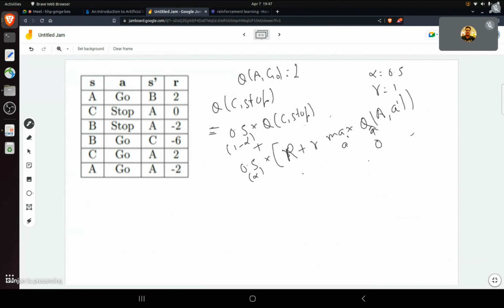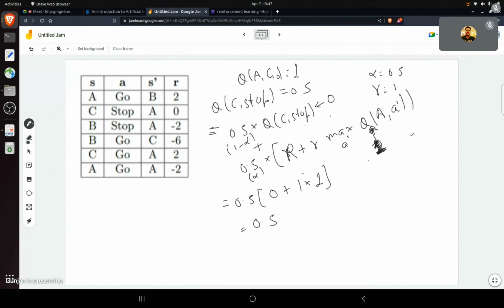No, we figured out the value of A, no? Sorry, it was Q A comma go, which is 1. For the other actions we have 0, and for go we have 1, so we will select the go. And Q C comma stop is 0 because we have no data on Q C comma stop so far. So this will be 0.5 times reward. Reward is 0, plus gamma is 1 into max of that, so that is 1. So this is 0.5, so Q C comma stop is 0.5.